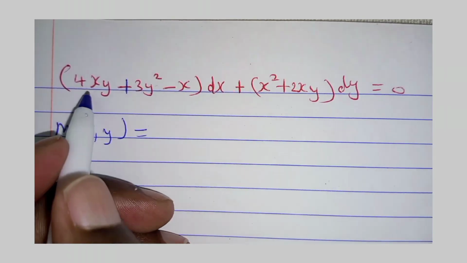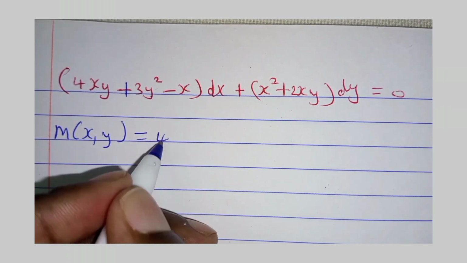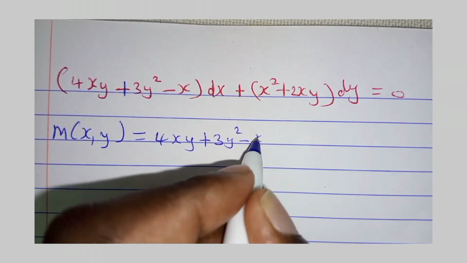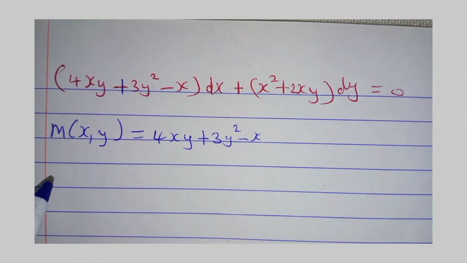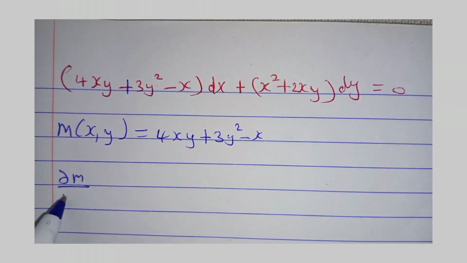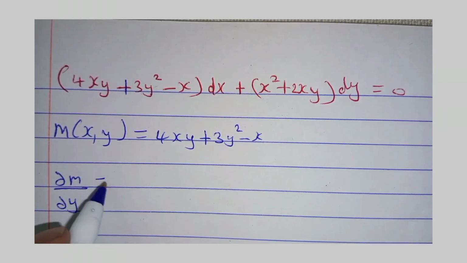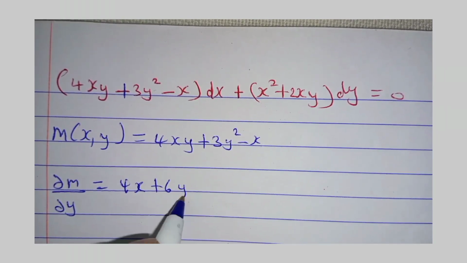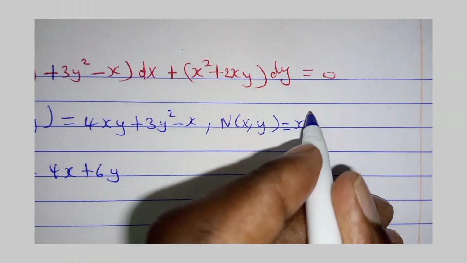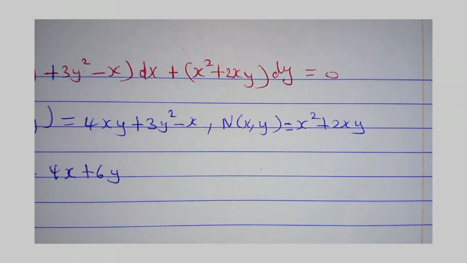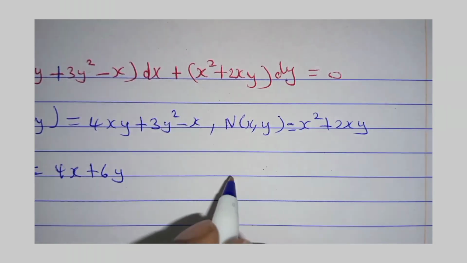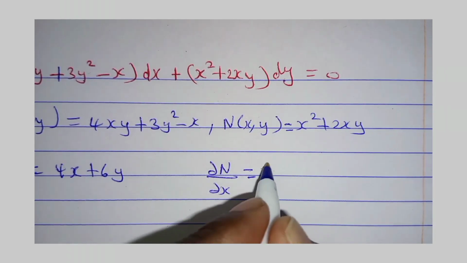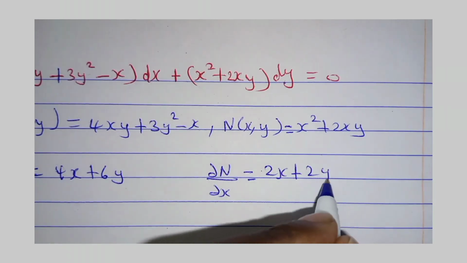The part with dx is the function 4xy plus 3y squared minus x. Once we have this function, we get the partial derivative of M with respect to y. In this case, we get 4x plus 6y. Then N is equal to x squared plus 2xy, and we find the partial derivative of N with respect to x. In our case, it will be 2x plus 2y.